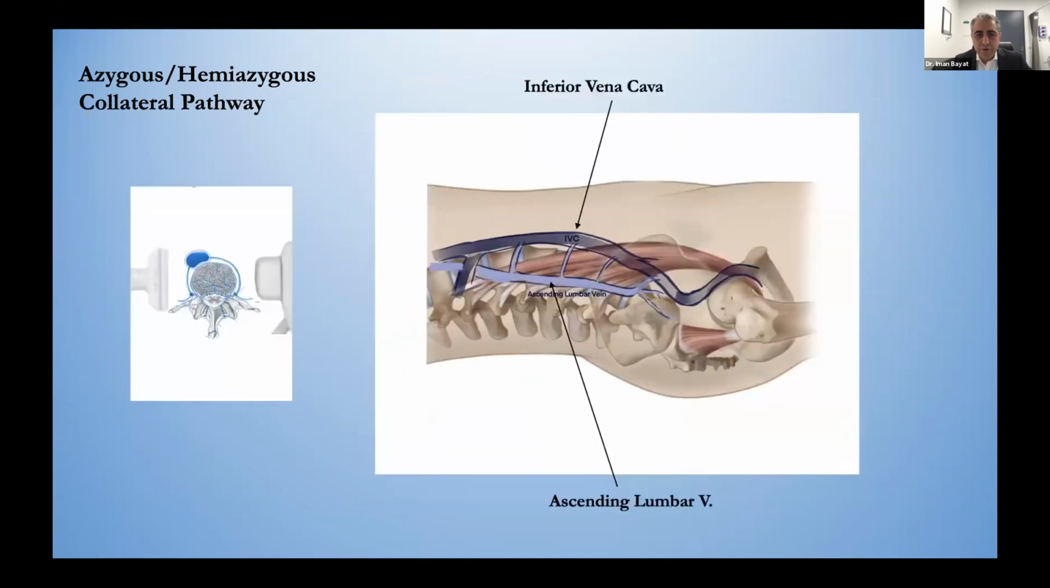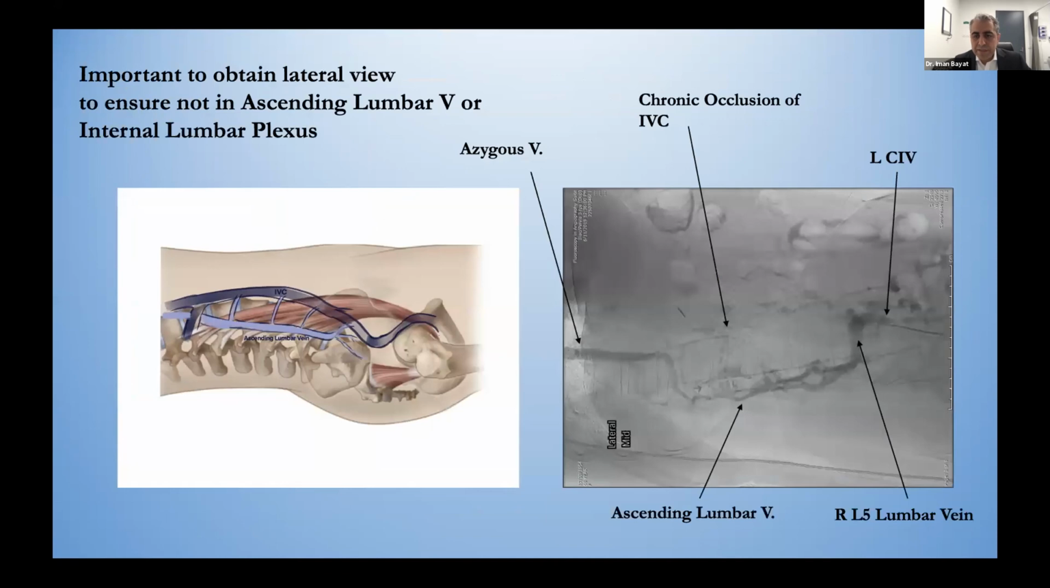And so it's very important to get a lateral view and be able to differentiate this collateral pathway from our IVC. And this is that same patient where you can see the ascending lumbar down here, and you can see the IVC would be up here in front of the vertebral body, and there we can direct our wires in the right place.